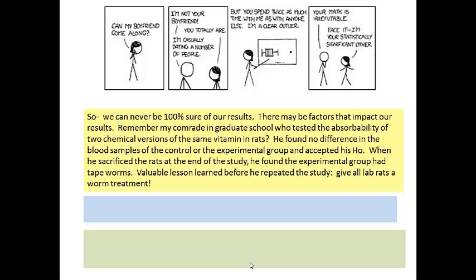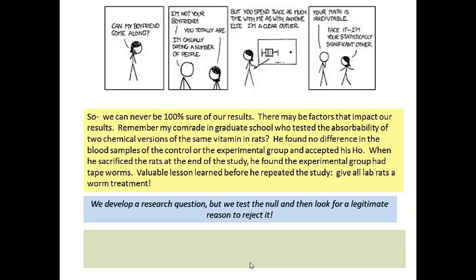So, we can never be 100% sure of our results. There may be factors that impact our results. Remember my comrade in graduate school who tested the absorbability of 2 chemical versions of the same vitamin in rats? He found no difference in the blood samples of the control or the experimental group, and he accepted his null. When he sacrificed the rats at the end of the study, he found that the experimental group had tapeworms. A valuable lesson learned before he had to repeat his study. Give all the lab rats a worm treatment.